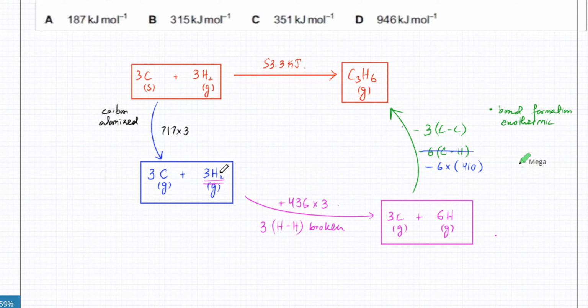Then he gave me the value for breaking the HH bond, which was 436. And you're breaking it, so it's going to be endothermic, it's going to be positive. So I broke all the 3 HH bonds and I got 6 hydrogen atoms. The carbon remained as it is. And finally, I had all these atoms, so I just got them together to form the C3H6 molecule, which is basically this cyclopropane molecule.